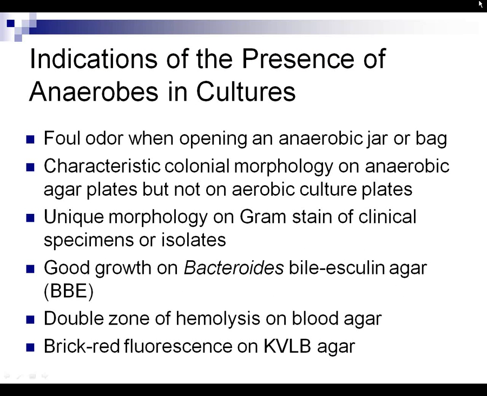Some indications of the presence of anaerobes. If you hear some of these clues, it's a good clue that you're dealing with a possible anaerobe. Double zone of hemolysis on blood agar. What organism is that? A brick red fluorescence on KVLB agar. What organism is that? A unique morphology on the gram stain. If we see gram-positive rods with terminal spores that almost look like tennis rackets, what organism could that be?